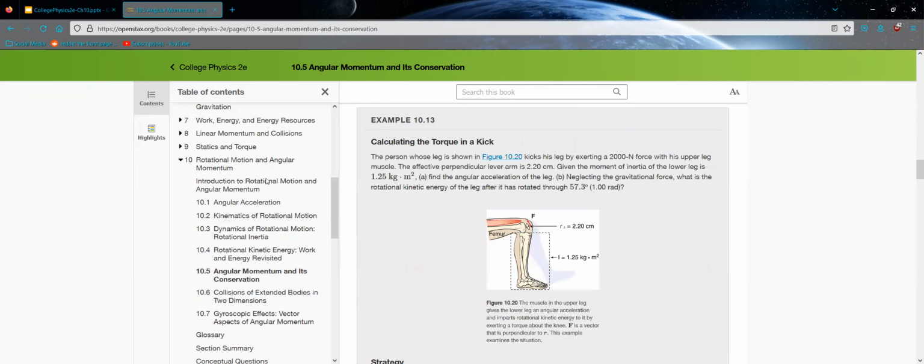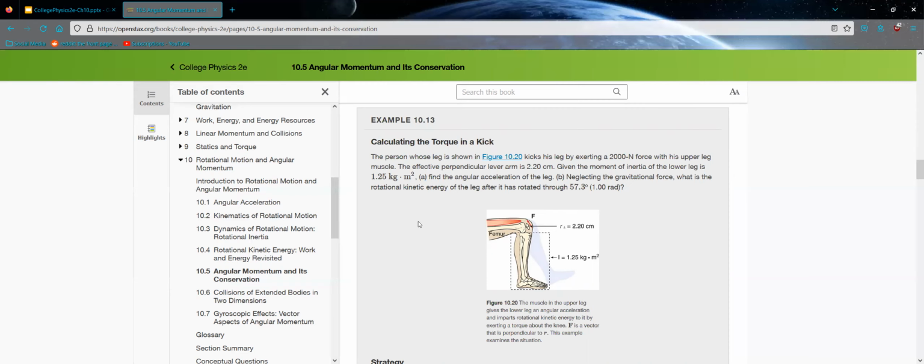I picked a medical example because I know some of you students plan on going into medicine, so you're welcome. The person whose leg is shown in the figure below kicks his leg by exerting 2,000 newtons of force with his upper leg muscle. Now, the red thing up there by the femur. The effective perpendicular lever arm is 2.2 centimeters, so that's the lever that's doing that rotation.